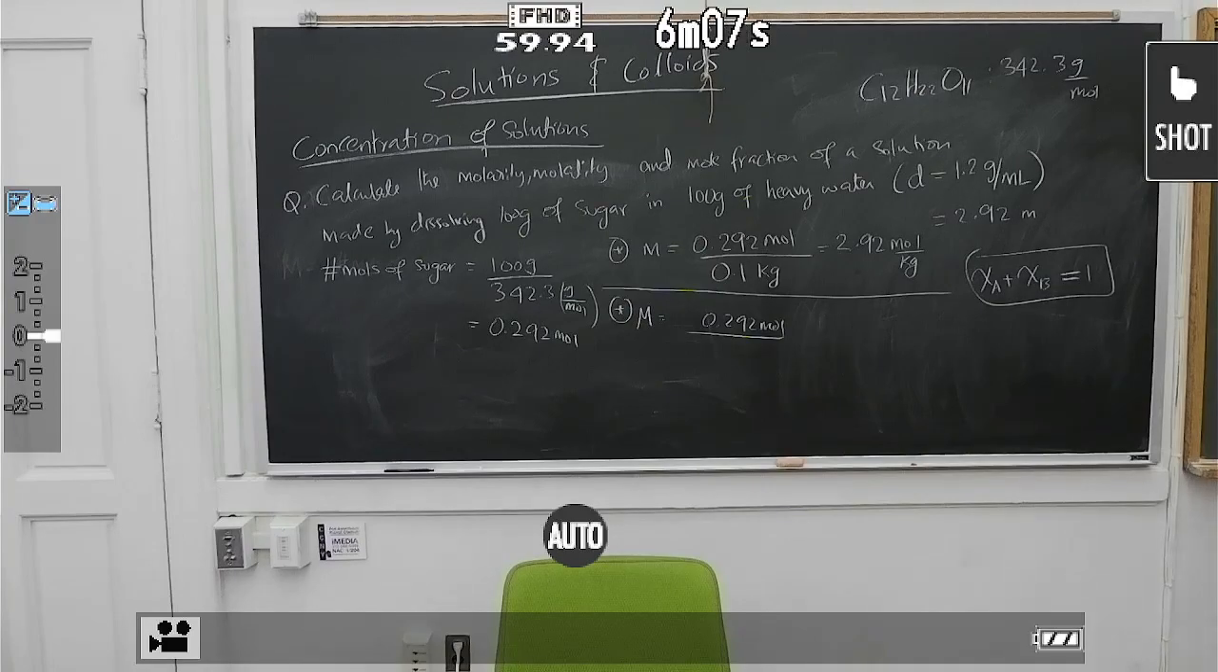83.3. So what would be the units here? Milliliters, right? Because the density was in grams per milliliter. Great. What would that be in liters? 0.0833 liters. Good.